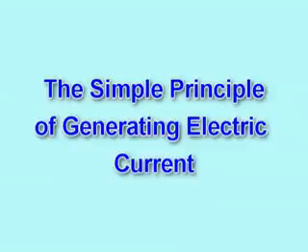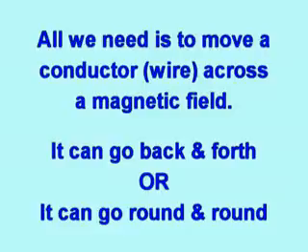The simple principle of generating electric current. All we need is to move a conductor, a wire, across a magnetic field. It can go back and forth, or it can go round and round.